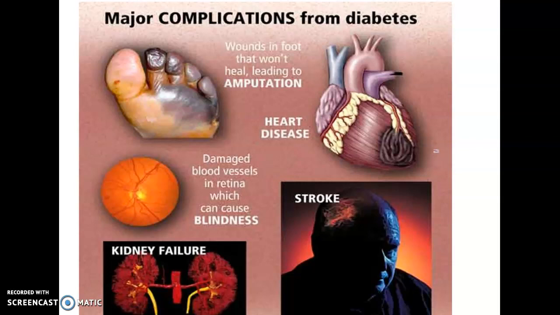Heart disease: uncontrolled diabetes can make your arteries more likely to be clogged. Damaged blood vessels, people can go blind from not taking care of their blood sugar, or have a stroke or kidney failure. A lot of the young people that I know that are in nursing homes now on dialysis is because they had diabetes and they didn't take care of it, and now they're in kidney failure.